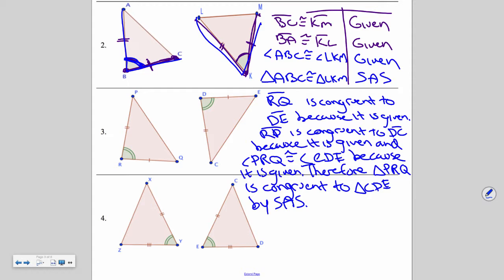Some people like to write out the sentences. Some people like the 2-column. It does not matter. The 2-column is very formatted, where you have to have certain things in certain orders. The paragraph proof is more of like a flow of thought, where you look at a picture and you say, oh, this side is equal to this side, and this side is equal to this side, because it's all given to me. For number 4, you can choose any way you want, but please try to complete that problem.